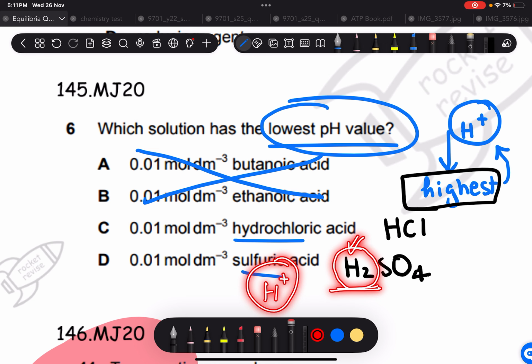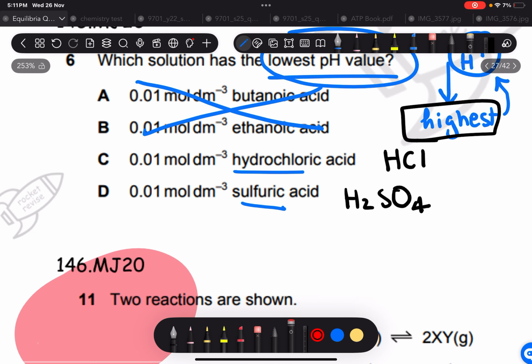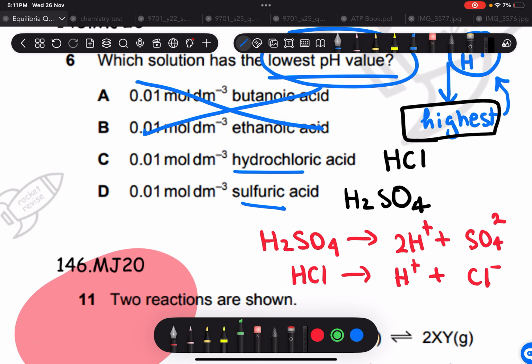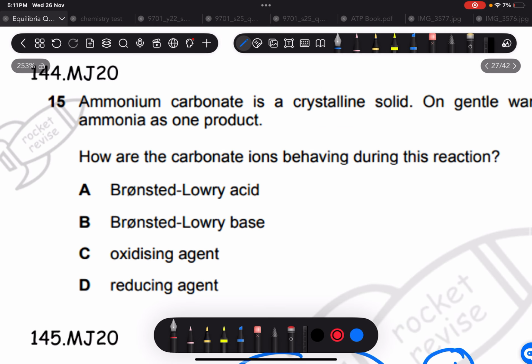So this acid, when it dissociates, what's going to happen? The dissociation equation for sulfuric acid is H2SO4 gives you 2H plus and SO4 2 negative, and for HCl a single HCl is going to give you 1 H plus and 1 Cl negative. So over here there's a fair comparison, which you can see: sulfuric acid gives you 2 H plus, whereas HCl gives you 1 H plus ion. So obviously sulfuric acid is going to give you more H plus ions, hence it's going to have the lowest pH.